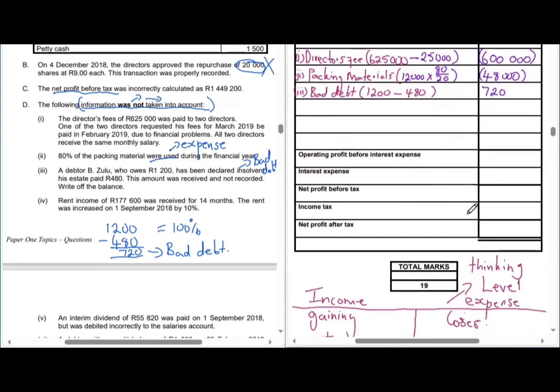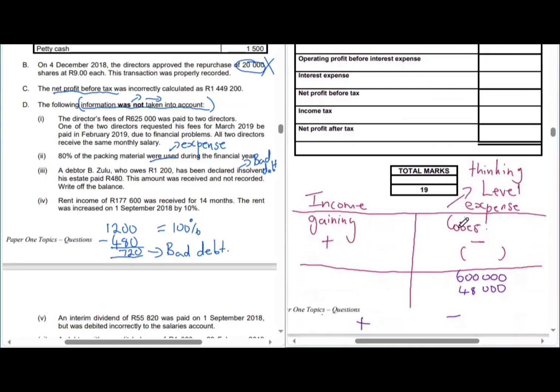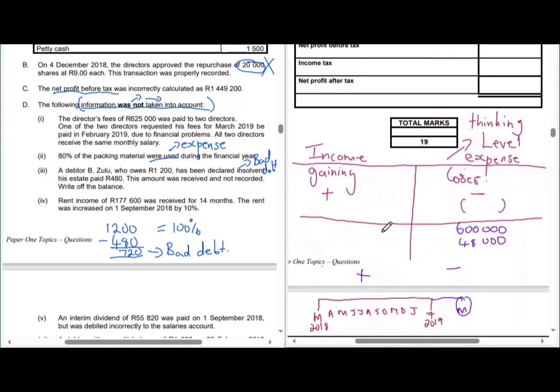So our thinking level, now we need to know a bad debt. What is a bad debt? Is it an income or an expense? Meaning a bad debt, guys, that guy he can no longer be able to pay us in the business, so he decided to run away. That's why we declare this guy as what? As insolvent. So we need to write off his amount.